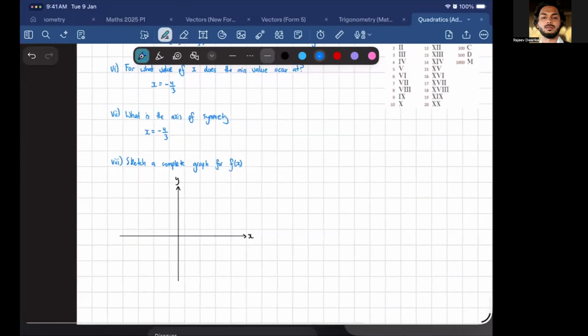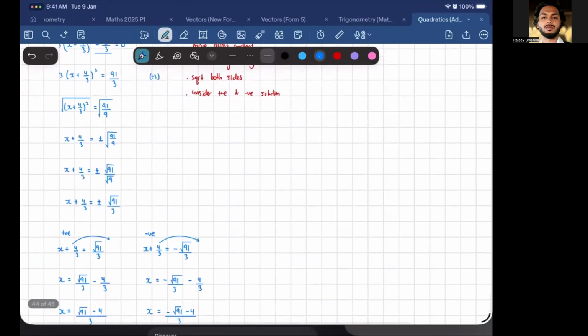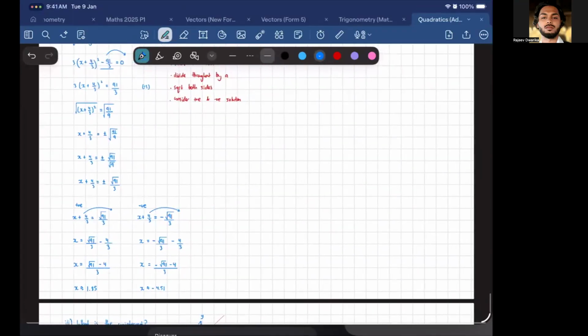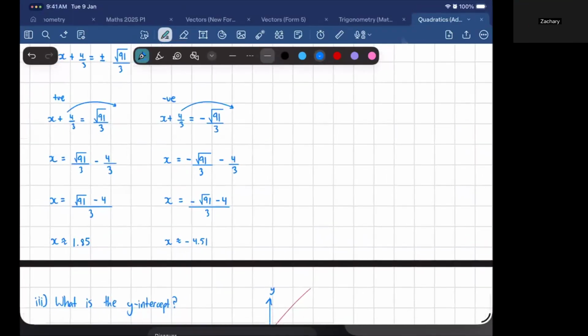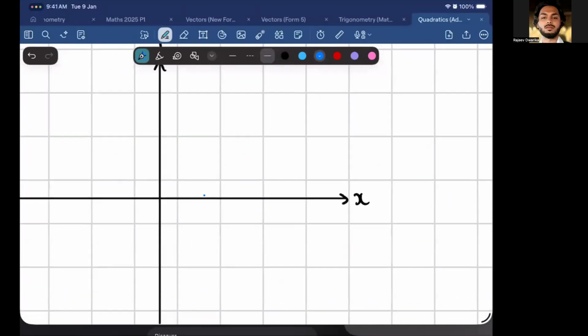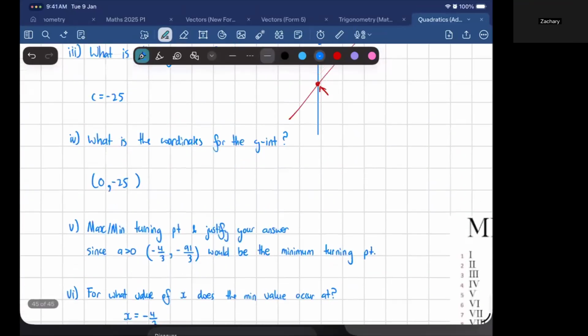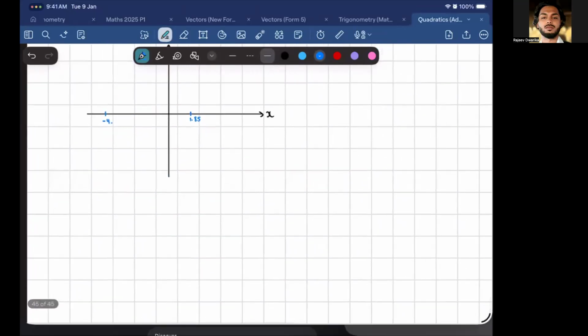So tell me, Zachary, do we know what the roots are for this question? Did we find your roots at some point? Yes, sir. Right? Is it that both my roots are positive, or one is positive and one is negative? One is positive and one is negative. Right. So this is just a sketch, right? So I can say that this is the 1.85. And I could say that this is the minus 4 point, where was minus 4.1? It's minus 4.51. Yeah.